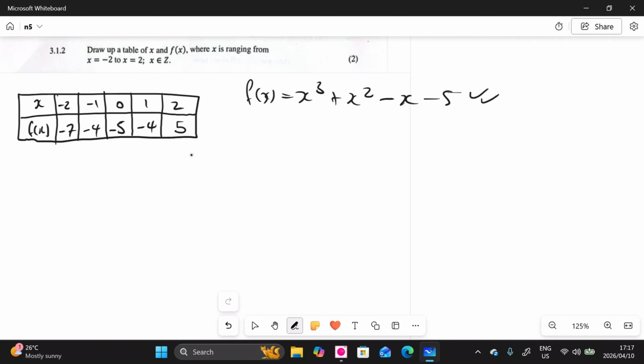This is how you're supposed to do this one. Really, it was not that difficult. All you had to do here, guys, is just substitute the x values from negative 2 to positive 2 on this equation, and then you insert your f of x values there, and that's it, guys. We are done with 3.1.2.